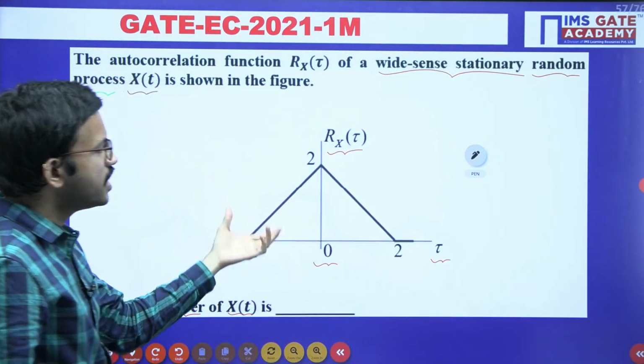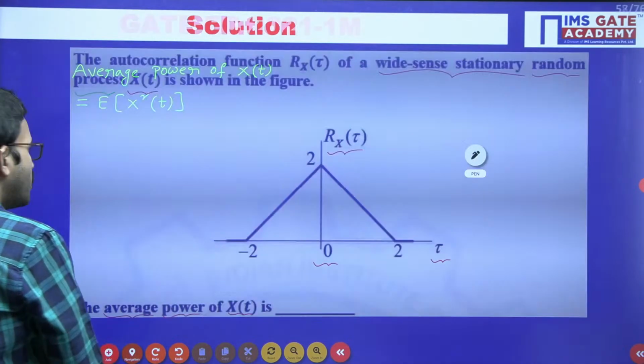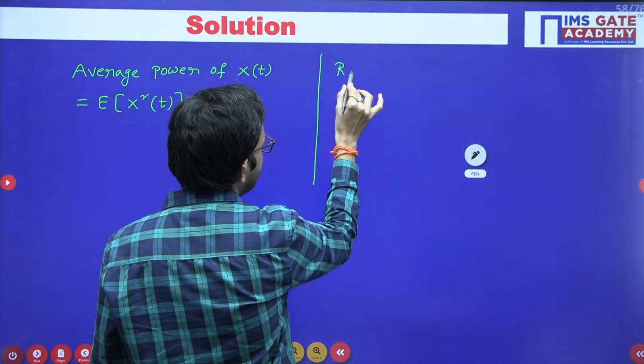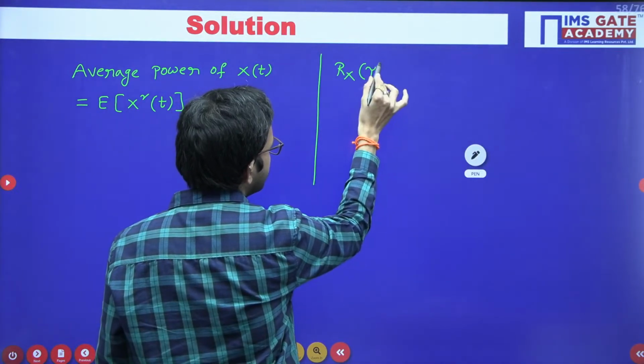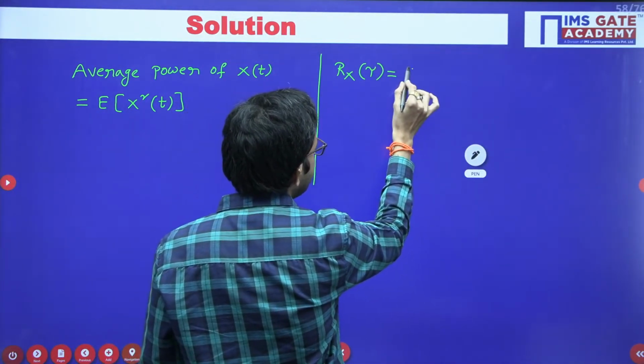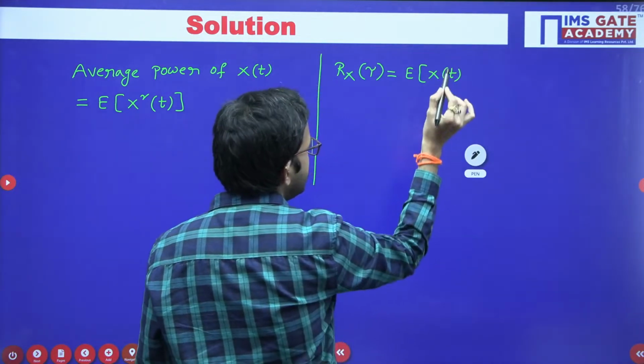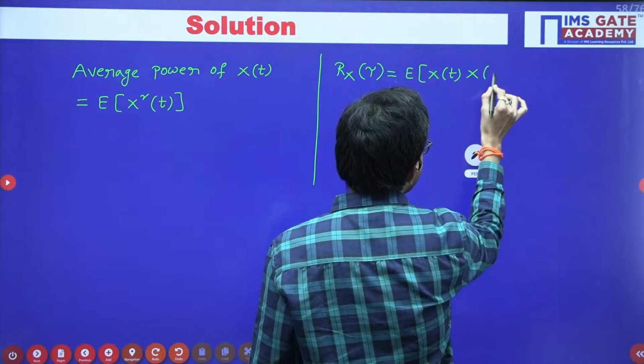Since they have given the autocorrelation function, first of all write the autocorrelation function equation. I hope all of you know it. Rx of tau is equal to expectation of x of t into x of t plus tau.